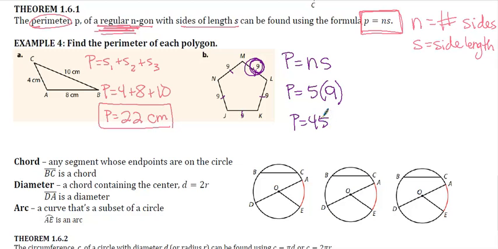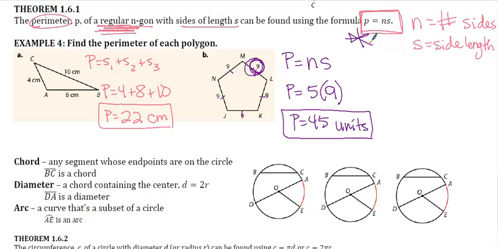We don't have our unit of measurement, so we would just say 45 units, because we don't know what the unit is. It could be feet, it could be meters, it could be millimeters, it could be yards. So we just say 45 units. But practice trying to use that formula when you have a regular polygon.